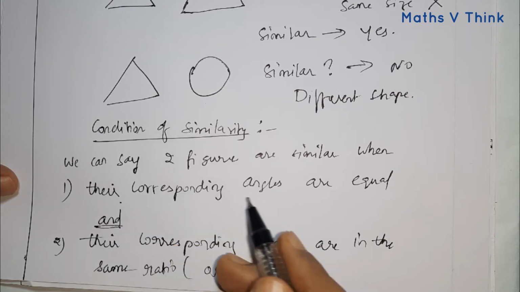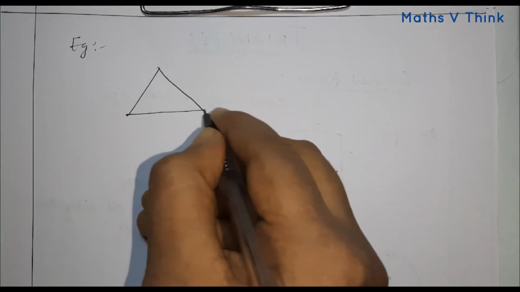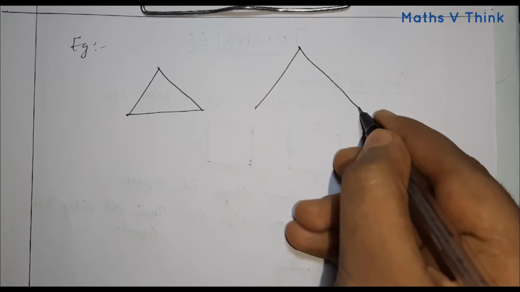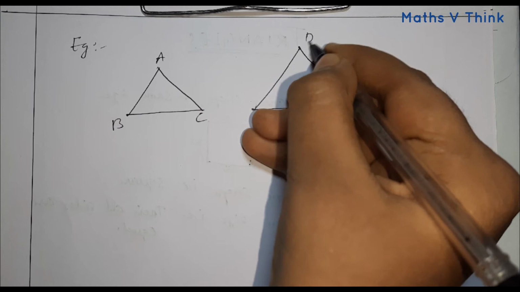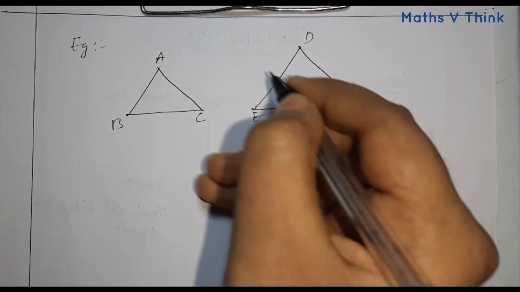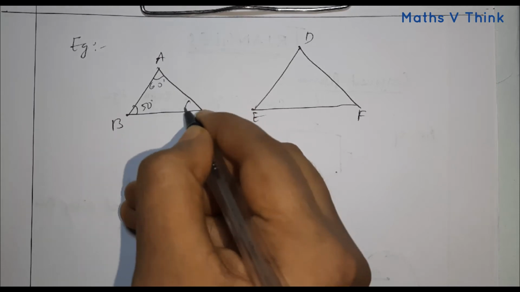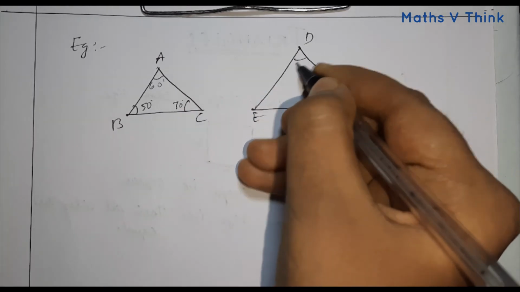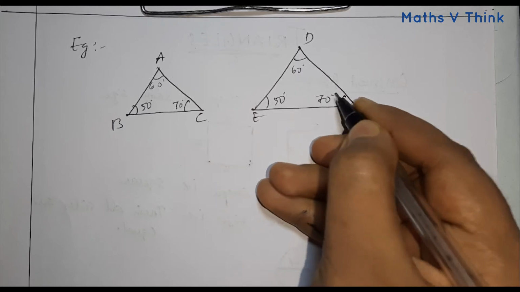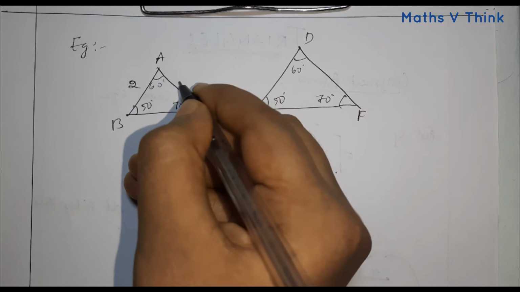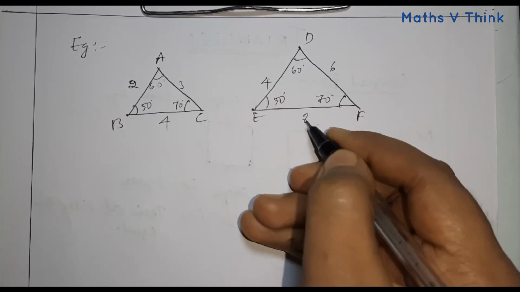I will explain this with an example. Let us take two triangles, ABC and DEF. Their angles are 60, 50 and 70. Here also 60, 50, 70. And the sides are 2, 3, 4 and 4, 6, 8.